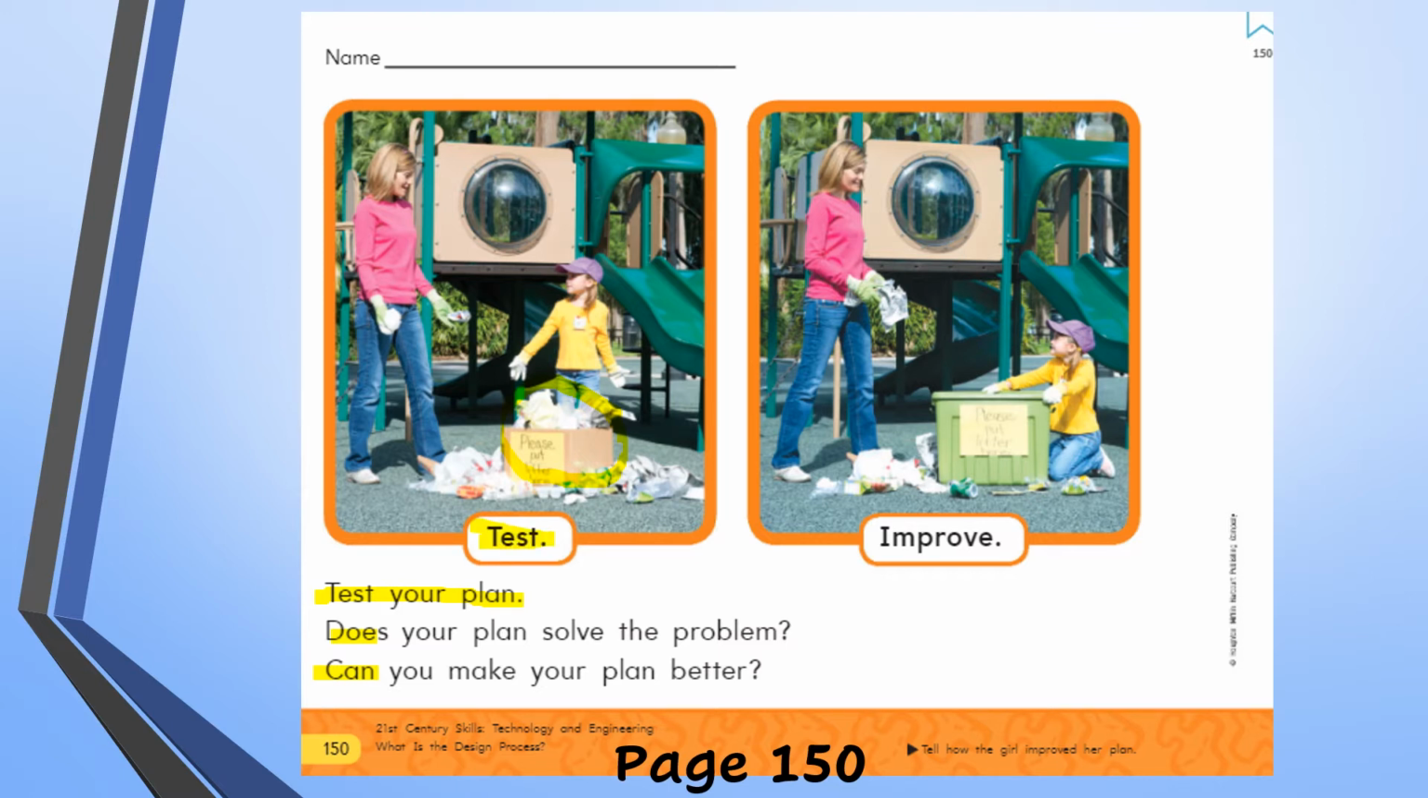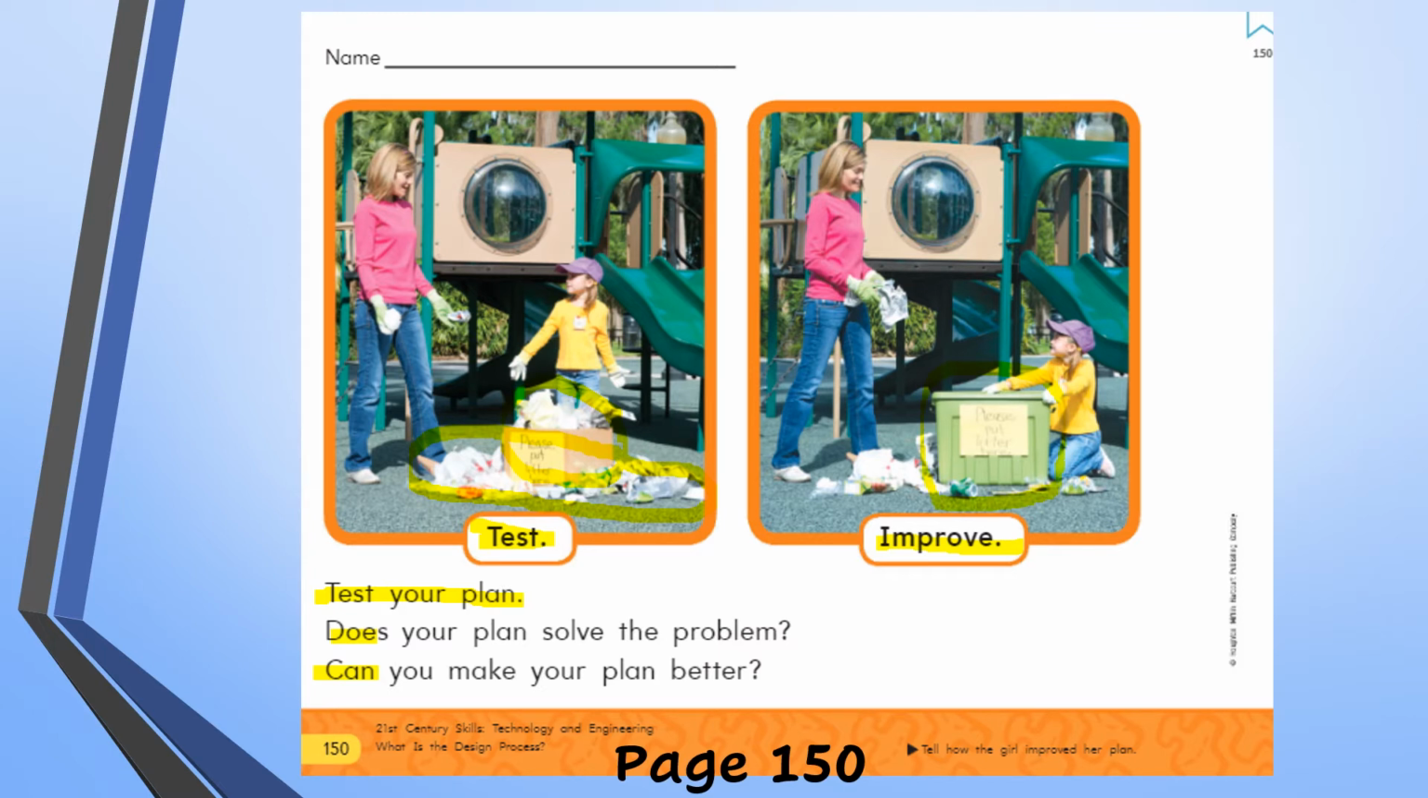They came back to the park and look at what happened. Well, yes, people did put their garbage in the box, but can they improve their plan? Yes, they can. So that's what we see in our next picture. Now, how did they improve their plan? What did they do?